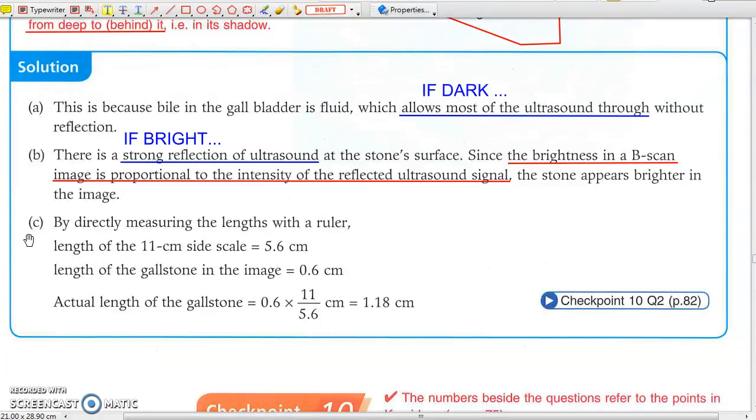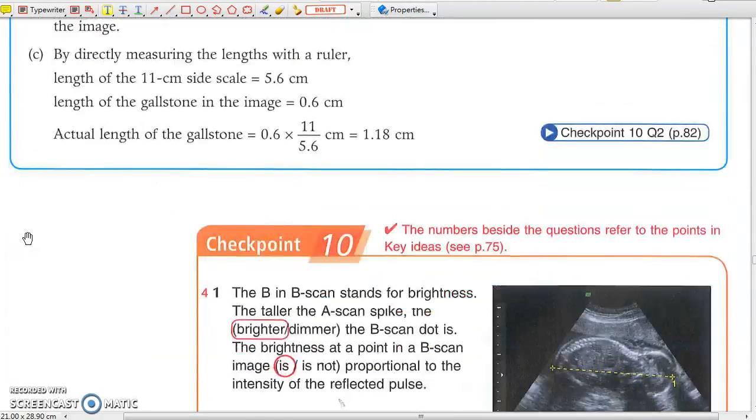For the last part, part C, it is simple mathematics. Do checkpoint 10 below.